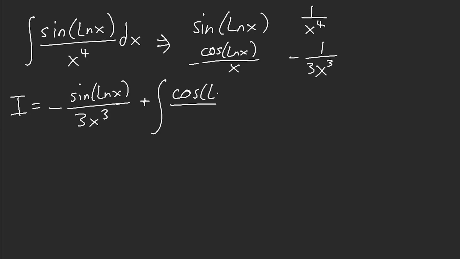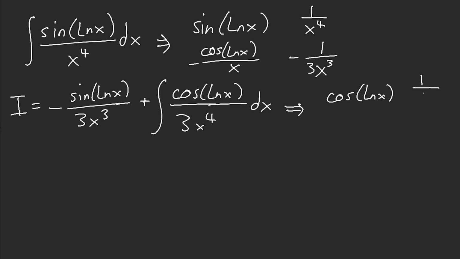Cosine of ln of x of 3x to the power of 4 dx. We can do this again, right? Cosine of ln of x. You get 1 over x over 4. We did this already, so we'll just do it again.